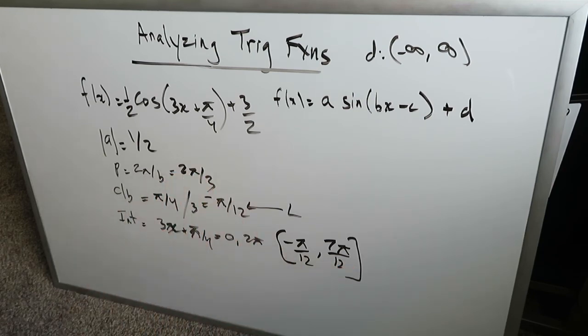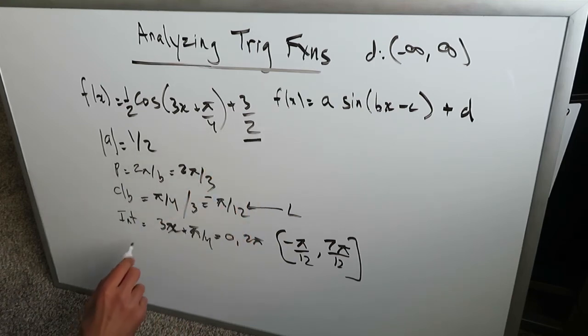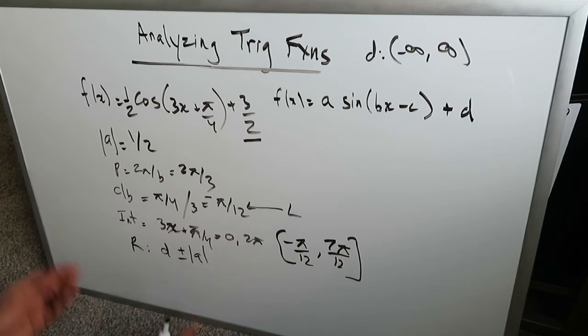Is there a vertical translation in this function? There is a 3 over 2. To determine the range, we're looking at the effect of the amplitude and the vertical translation. You're looking at it in terms of this d plus or minus the absolute value of a. Here I'm just combining both scenarios, the lower end and the higher end of that wave, in this form. It's the same thing as we've been doing before, but I've just condensed it.